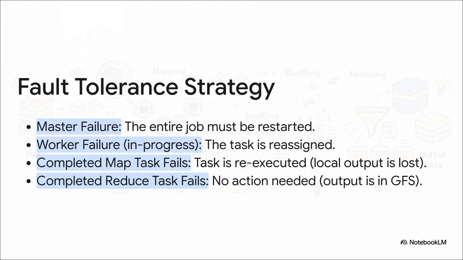Now here's the clever part. If a mapper finishes its job and then that machine dies, you have to redo the task because its output was on its local disk, which is now gone. But if a reducer finishes and its machine dies, we're totally fine. Why? Because its final output was already written to that safe replicated global file system.